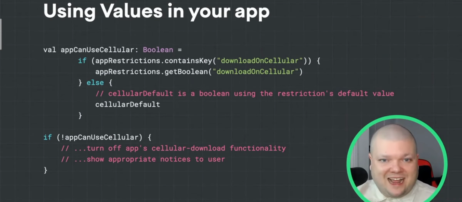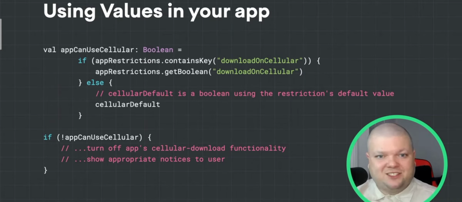Your app should now take the appropriate action or behavior based on those configuration values. For example, this app is checking to see if the download on cellular configuration was set to true. If so, then it should turn off any cellular download in the app. Retrieving configuration is a heavy operation and should only be done when the app first launches or resumes. A good practice is to cache any settings for the duration of the app's lifecycle.